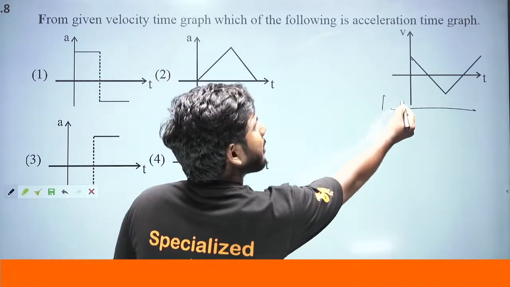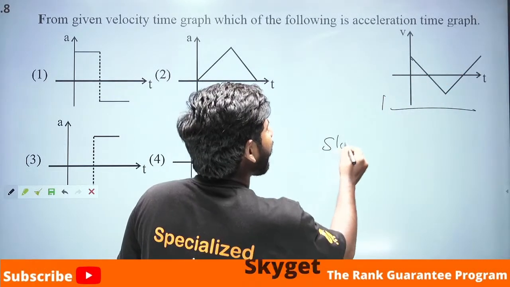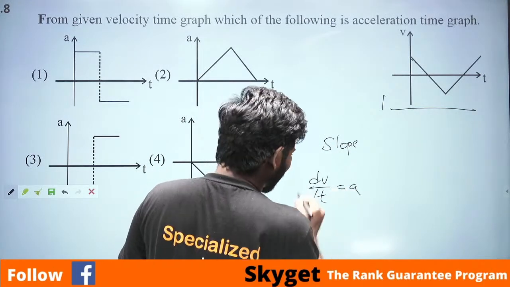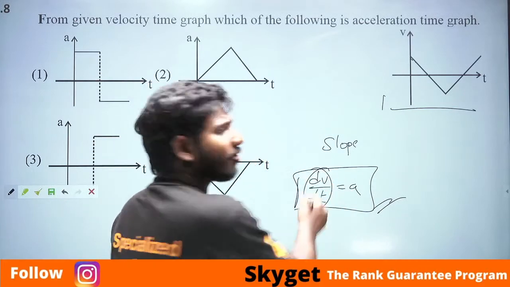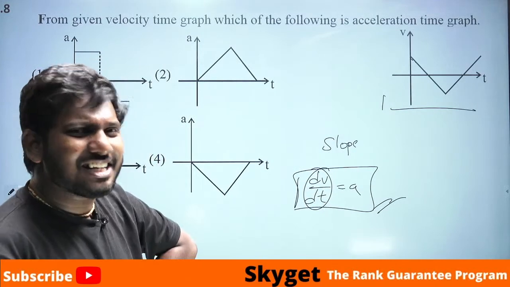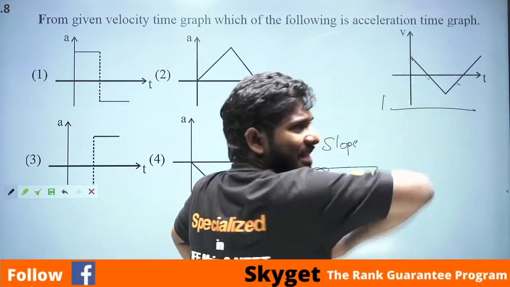So what is it, students? The velocity time graph is given. The slope of dv by dt is equal to acceleration, isn't it, students? If dv by dt is equal to acceleration, the slope of the vt graph will give you acceleration, students. Here the slope of the vt graph should be the acceleration.